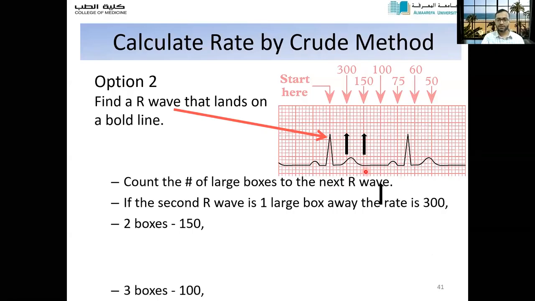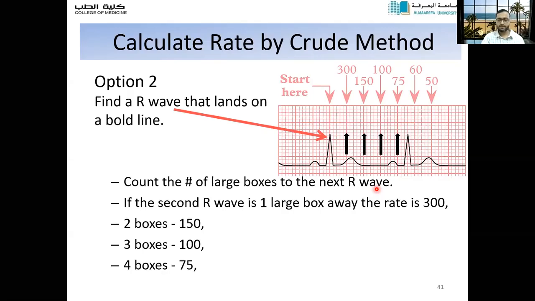If the second R wave is after 3 big squares, then the heart rate is 100. If after 4, the heart rate is 75. If after 5 boxes, the heart rate is 60. Similarly, if after 6, the heart rate is 50. Normally in a living human being, the heart rate will not vary beyond 50 to 300. And these values are not difficult to remember: 300, 150, 100, 75, 60, and 50 are quite easy to remember. When you are seeing hundreds of ECGs in daily routine, it sticks to your mind.